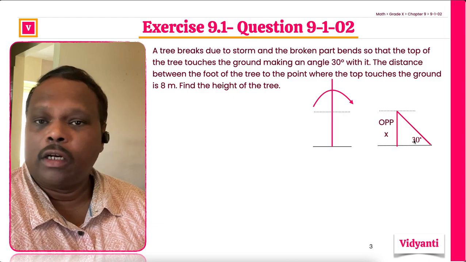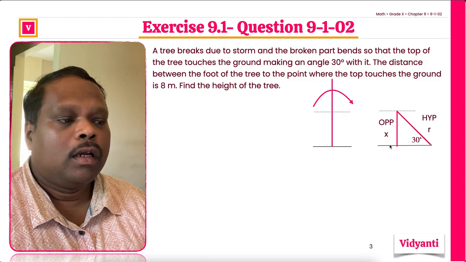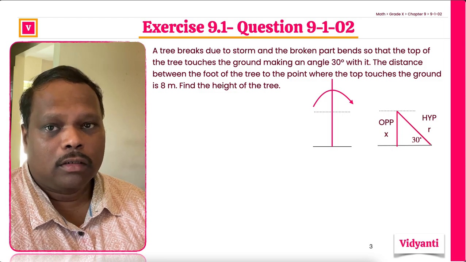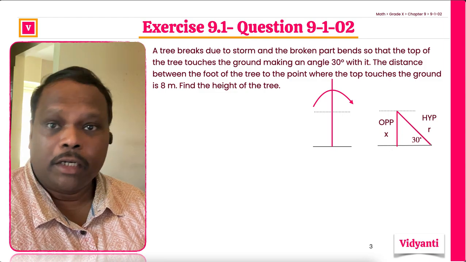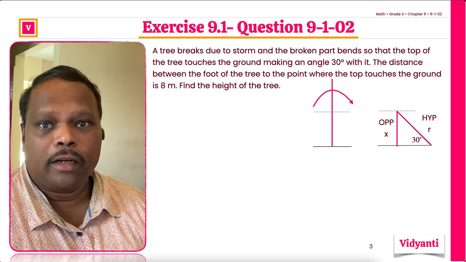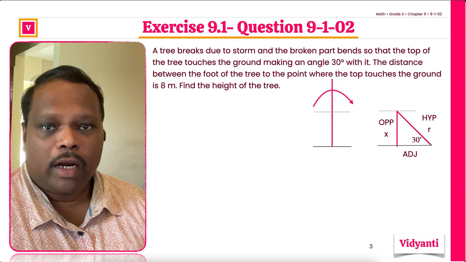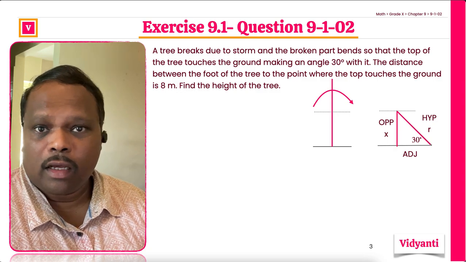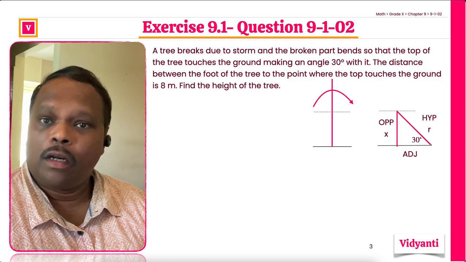And in this case, for 30 degrees, this will be the opposite side. Let's call it X. And the diagonal, the hypotenuse, which is opposite the 90 degree angle, the largest side in the triangle, let's call it R, and the remaining side will be adjacent. So once these three sides are completely defined, now we will be able to write down the trigonometric ratio.